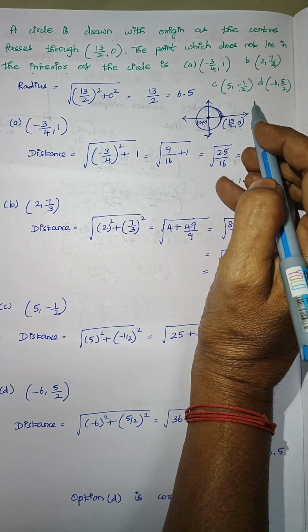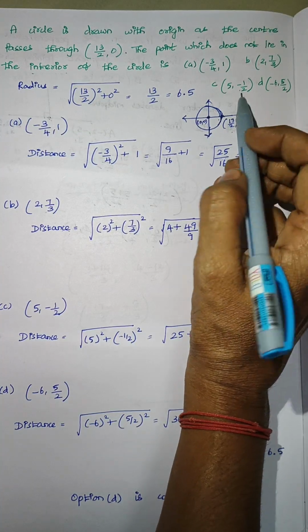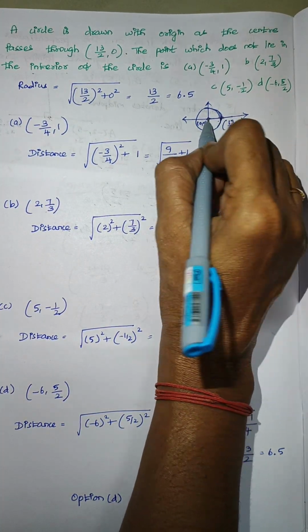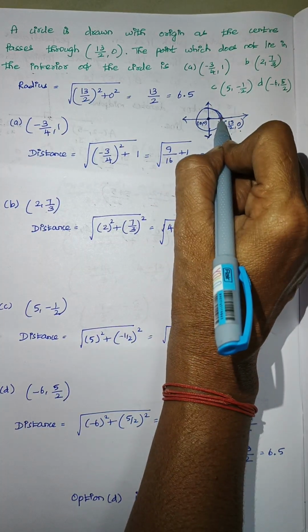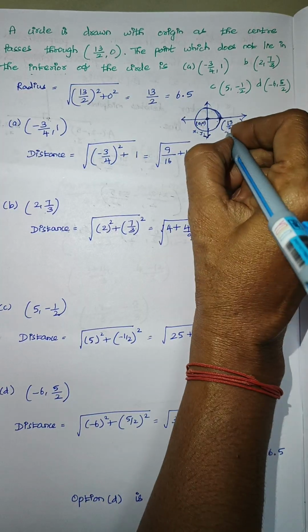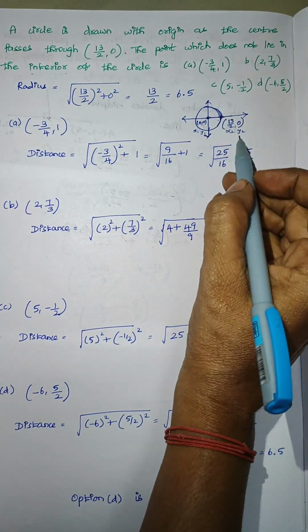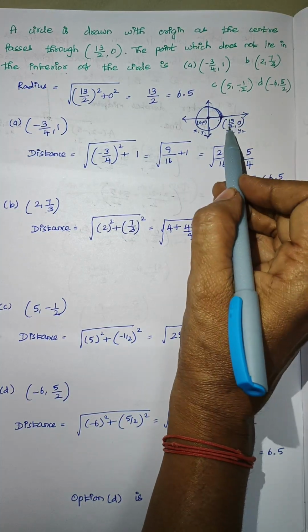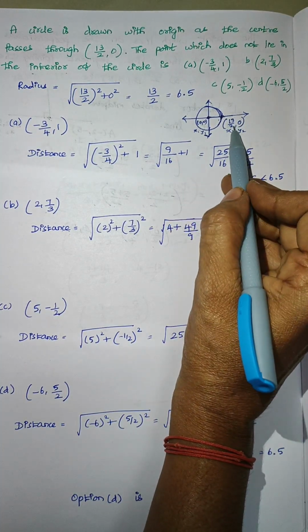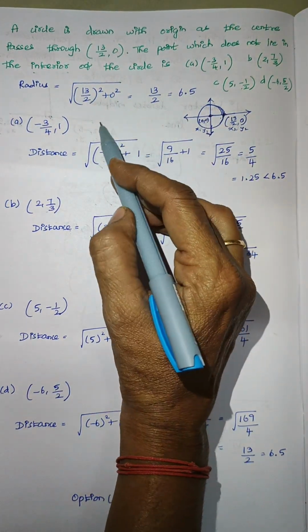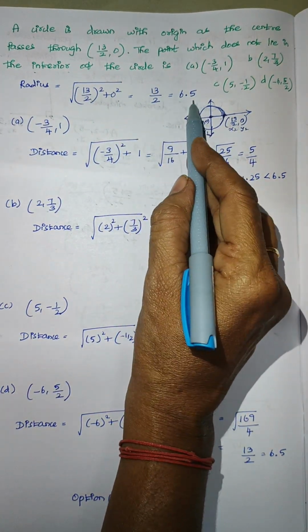As a first step, we are calculating the radius. This is our radius, the distance from the center to the circumference. Here the origin gives x1, y1 and this gives x2, y2. Again we are making use of the distance formula. So it is 13 by 2 the whole square plus 0 minus 0 the whole square. Finally the answer is 6.5.